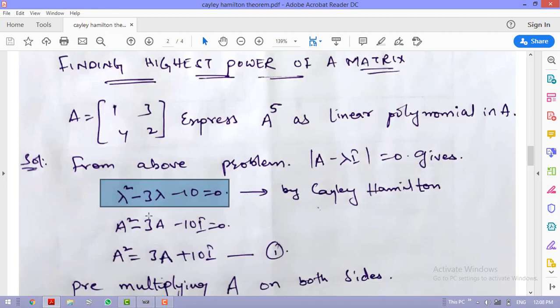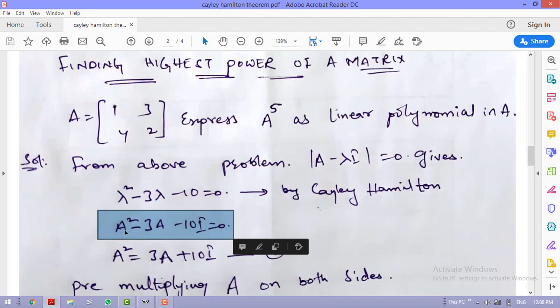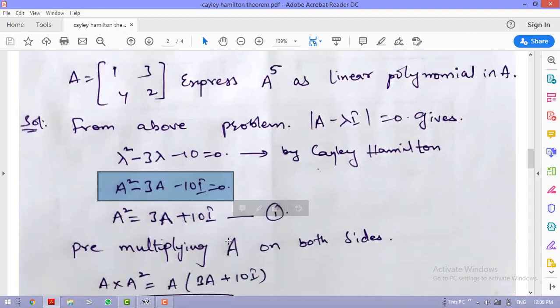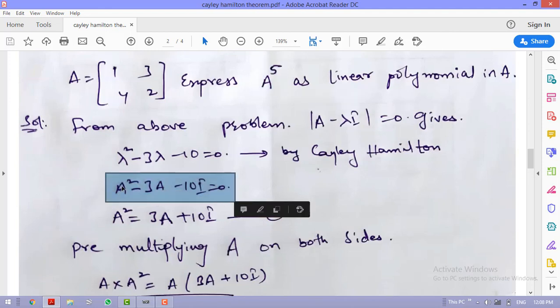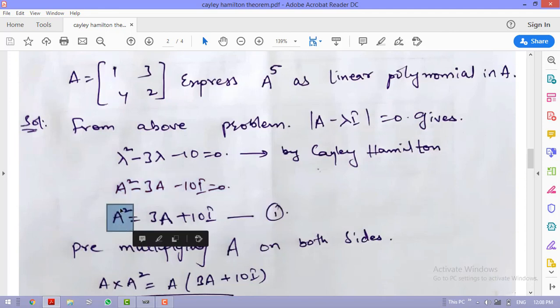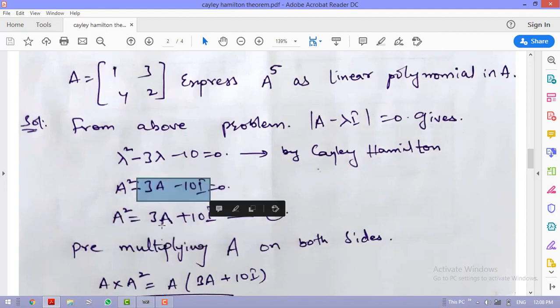Then by the Cayley-Hamilton theorem I have just converted this equation in terms of matrix, like A square minus 3A minus 10I is equal to 0. Then after this I have to find A power 5. So I am equating this equation in such a way that the left hand side remains with the highest power of the matrix. Over here I have A square, equal to this whole term which I have sent to the right hand side, then it becomes 3A plus 10I, which I represented as equation 1.